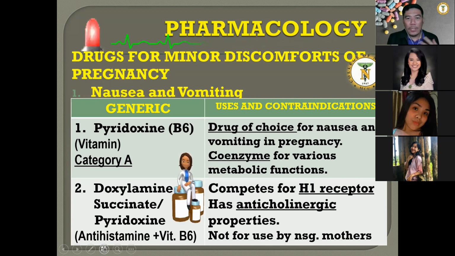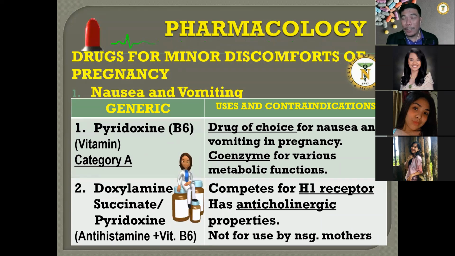Because pyridoxine may serve as a coenzyme to balance the metabolic response of the pregnant mother, specifically the physiologic one, to avoid the further increase of the hydrochloric acid. So before I continue, again the chat box is open for questions if ever there are, or you can unmute if there are questions. Next, we have the second choice, probably the doxylamine succinate.